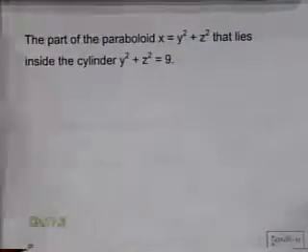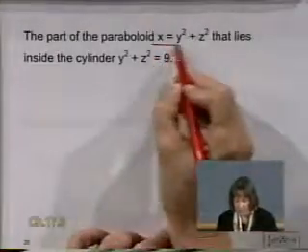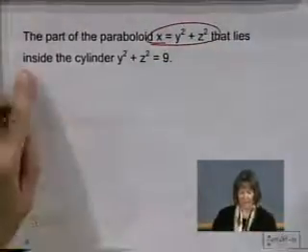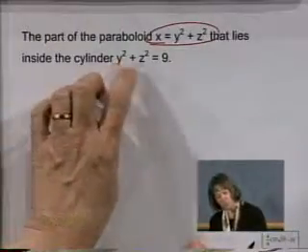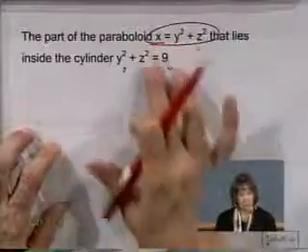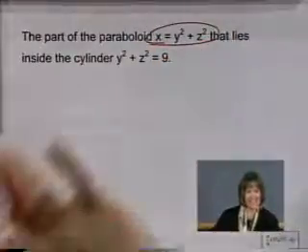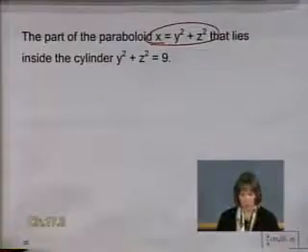Okay, let's look at this one. We want to set it up. The part of the paraboloid, this is what we want to find the surface of, that lies inside the cylinder y squared plus z squared equals 9. So you have this paraboloid, and then we're taking the part that's inside y squared plus z squared equals 9.